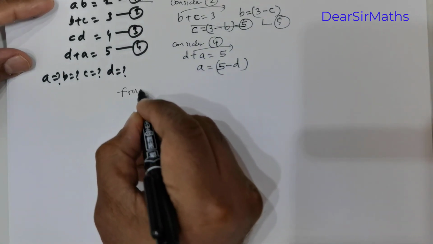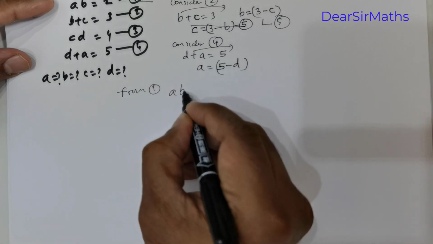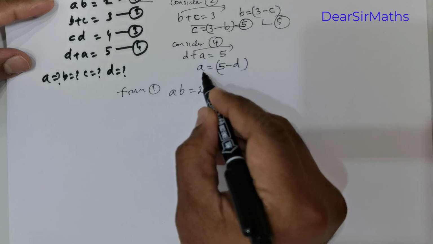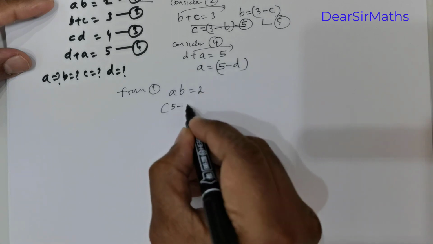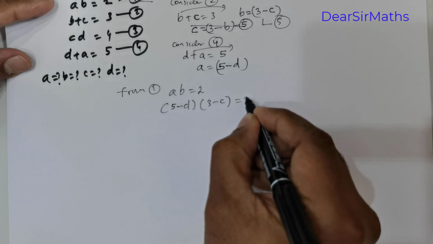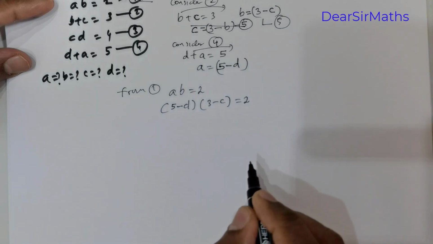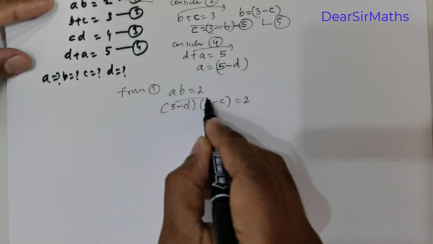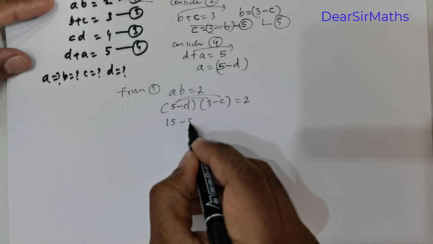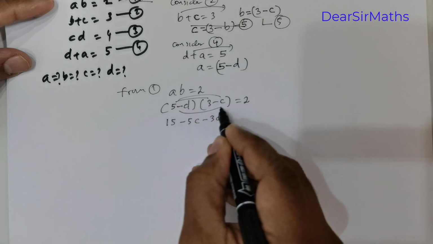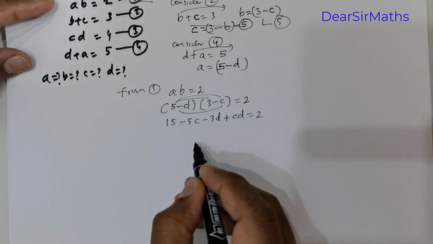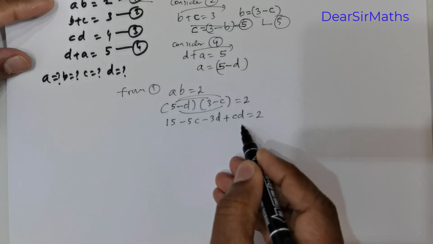Now from 1 you have AB = 2. So I would substitute 5 - D in place of A, and in place of B I'll substitute 3 - C, so (5 - D)(3 - C) = 2. Now let us distribute. So this is going to be 15 - 5C - 3D + CD = 2. So this is what we have got.